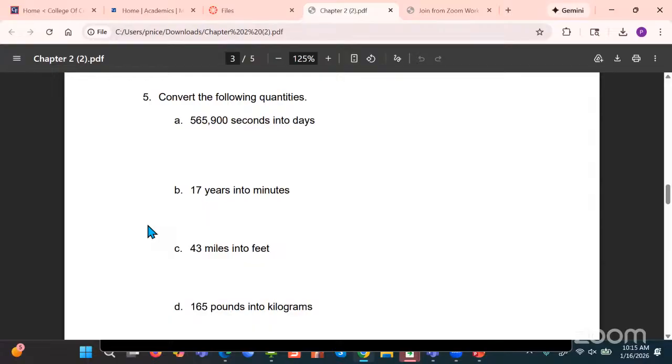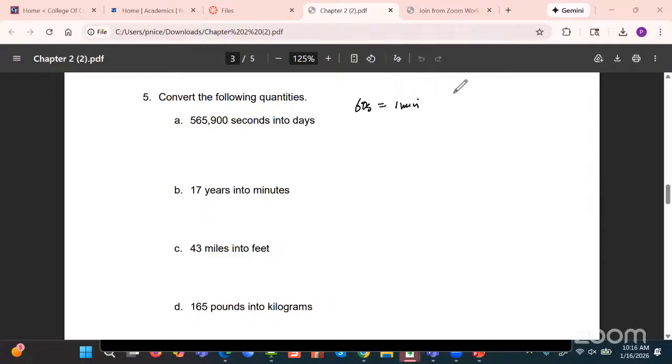Okay, so the question says you're to convert the following quantities. And the first one, you're given 565,900 seconds into days, right? So basically, we need to identify the relationship between seconds and days. Now, you may not know the relationship straight off the top of your head, but I'm quite sure you know the relationship between seconds and minutes, minutes to hours, hours to days, right? So we know, for example, that 60 seconds is equal to 1 minute.